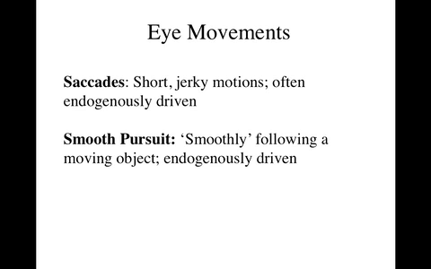We discussed 2 general categories of eye movements. Saccades are short, jerky motions, and often endogenously driven. That's most eye movements as you're reading, for instance, when you move your eyes across a page. Those are saccades, because there's nothing that's externally driving those eye movements. Whereas smooth pursuit is smoothly following a moving object, and it's only possible to have smooth pursuit when there's an external object. We did that little demonstration in class. When somebody's moving their finger across, you can do a smooth pursuit of that. But if you try to emulate that without an object, you can only endogenously produce saccades.